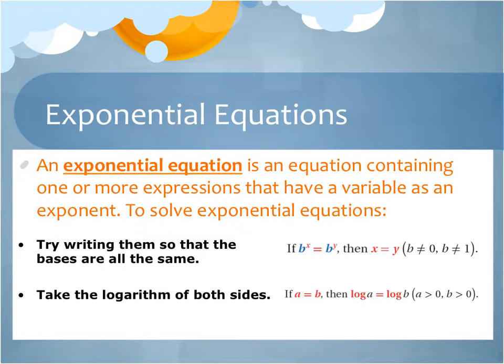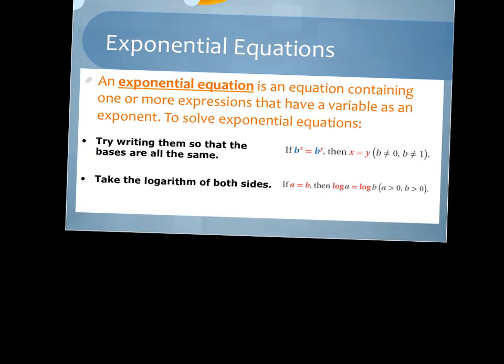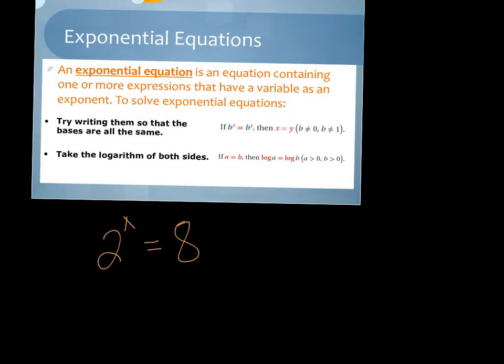So exponential equations would be an equation containing one or more expressions that have a variable as an exponent. And then to solve the exponential equations, the first kind you're going to get is writing them so they have the same base. So if I had something like, let's make it pretty simple, 2 to the x equals 8, and I wanted to write this to the same base, how could I rewrite 8 so that it has a base of 2? 2 to the third. So this would be 2 to the x equals 2 to the third.